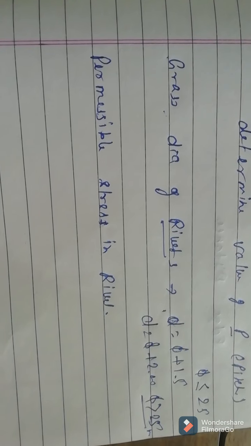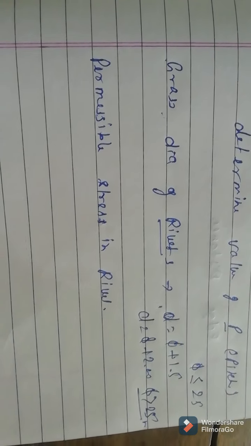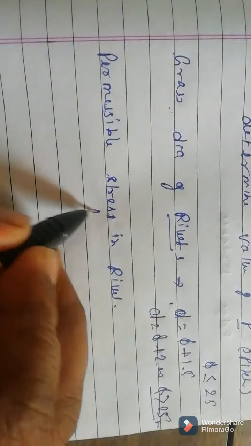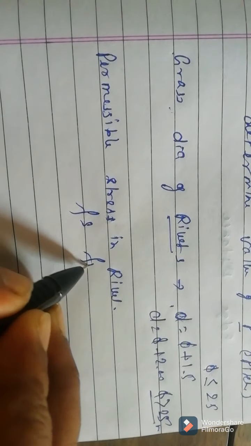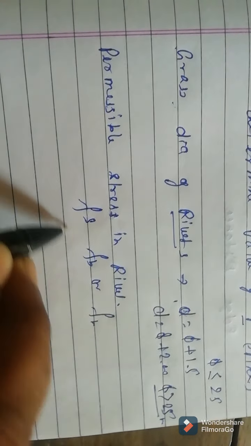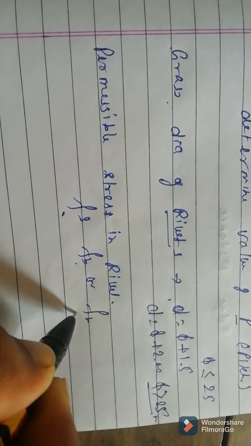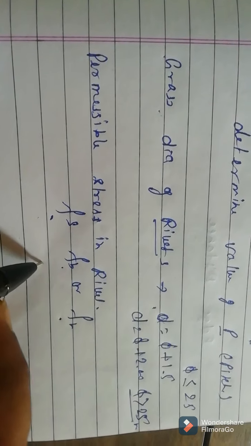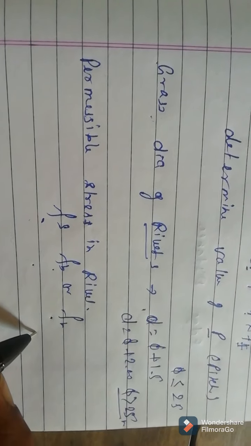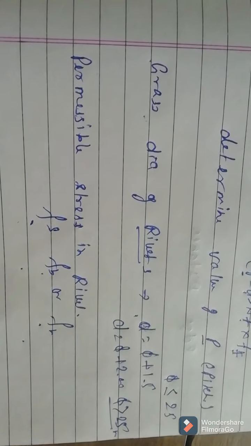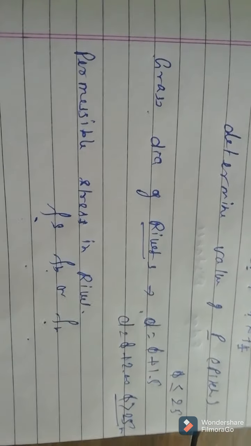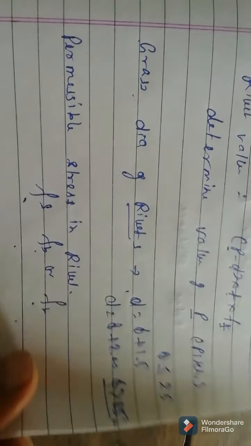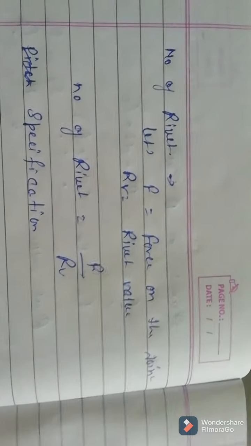Sigma s, sigma t, sigma b, or small f, that is fs, fb, or ft. That is 100, 100, 300 for your shop riveting, and 80, 80, and 270 for the field riveting. Okay, so now here, number of rivets.